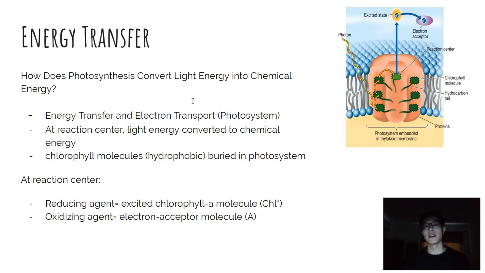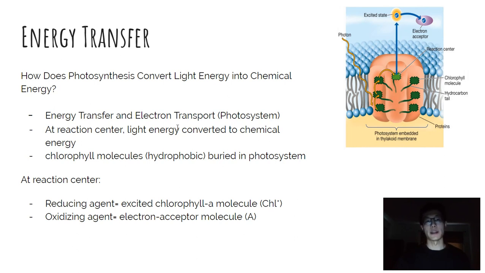So we're talking about energy transfer here. The great question is, of course, how does photosynthesis convert light energy into chemical energy? What exactly happens? Well, we're looking at energy transfer and that electron transport. So think back to the electron transport chain in the mitochondria. Something similar happens in the chloroplast.